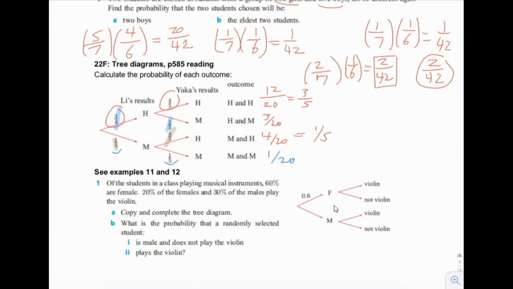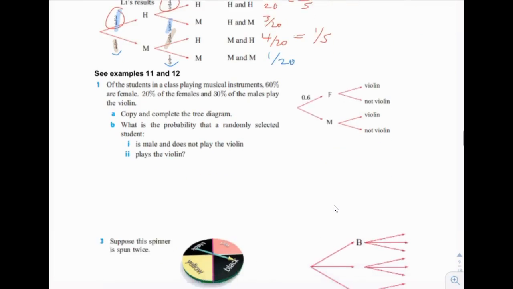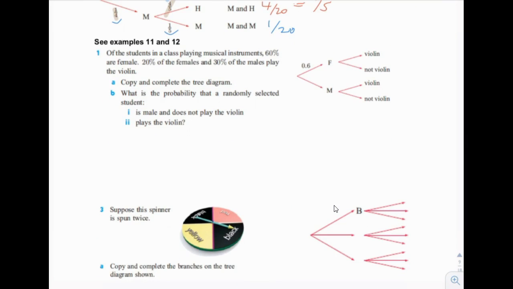Alright, now let's do a real problem. Number 1. Of the students in the class playing musical instruments, 60% are female. 20% of the females and 30% of the males play the violin. Okay, so they're just giving you these percentages because these percentages are going to help you fill in these blanks here. Let's see which ones go where.